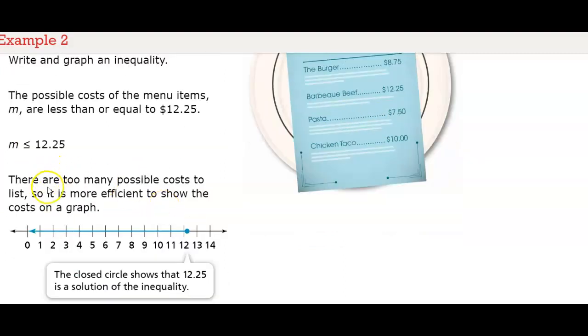There are too many possible costs to list, so it is far more efficient to show the cost on a graph. So you have the $12.25 closed circle because that includes $12.25, and then the arrow is drawn to the left because it has to be less than that. So every number less than $12.25 is a possible solution or a possible cost.